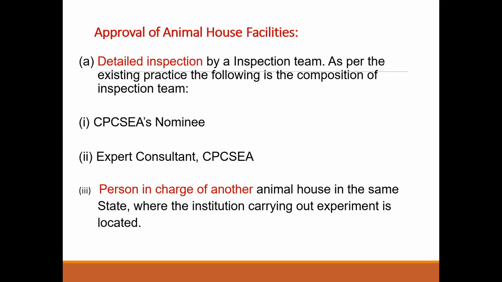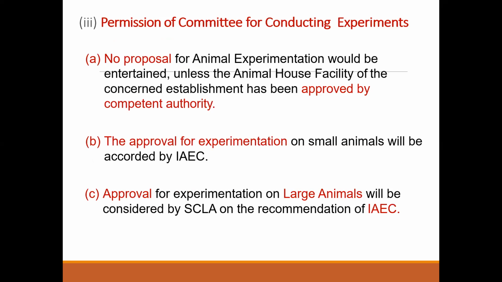These are the three members. One is the CPCA nominee, one is the expert consultant from outside, and the person in charge from another animal house. So those are highly reputed animal houses. Such members should be called to that committee to inspect all these animal house facilities and give the registration, that is, the permission of the committees to conduct experiments. So no proposal for animal experimentation will be entertained unless the animal house facility is approved. So the animal house facility should be approved, right?